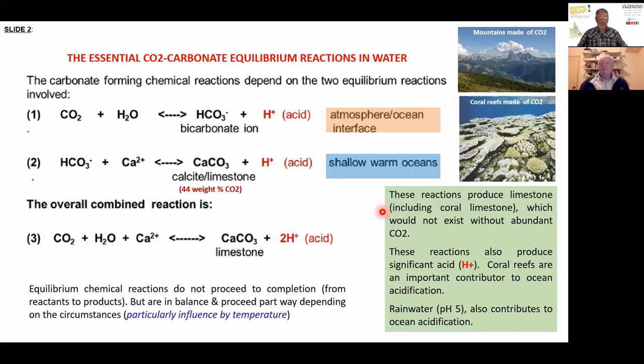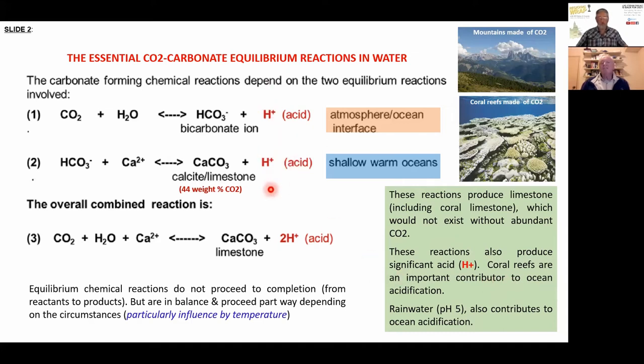Now, these reactions produce limestone, including coral limestone. Now, coral limestone would not exist without abundant CO2 in that environment. Limestone and coral limestone has to get 44% of its mass or its weight from the CO2. So coral limestones and coral reefs require an excess of carbon dioxide in solution in that environment in order to form. They are dependent on CO2. The reaction that produces the limestone component, the calcium carbonate component, also produces significant acid. We can see hydrogen ions in these two reactions. So in that sense, and this might surprise a lot of people perhaps, coral reefs are an important contributor to ocean acidification.